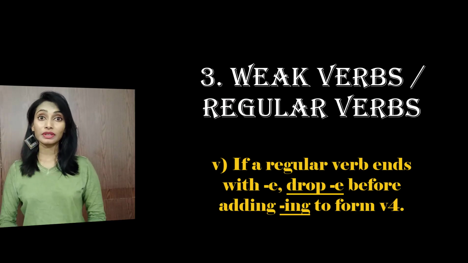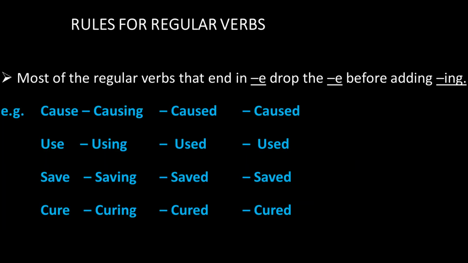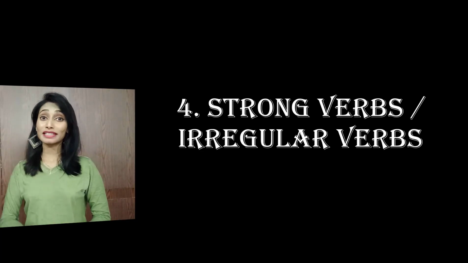Rule number 5. To make present participle forms, that is V4, the ing forms, you have to drop E if a regular verb ends with E before adding ing. Look at the examples. Cause, causing; use, using; save, saving; cure, curing. So drop E. Now let's move on to the fourth type, that is irregular verbs, which are also called strong verbs.